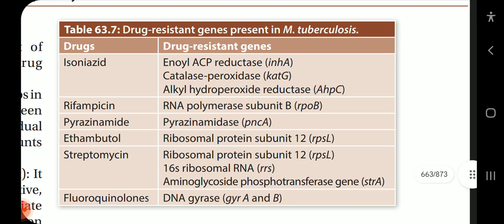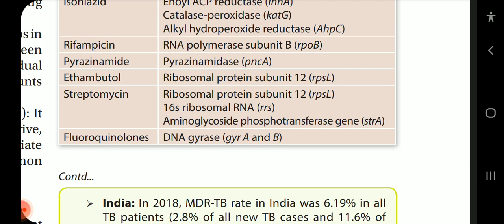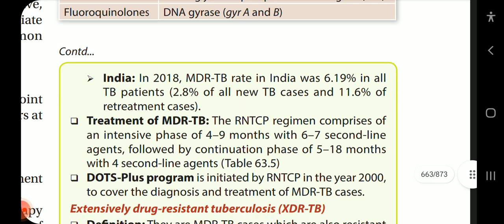The drug resistance genes present in M. tuberculosis: isoniazid resistance genes are inhA, katG, and alkyl hydroperoxide reductase ahpC. Rifampicin resistance is due to RNA polymerase subunit B. Pyrazinamide resistance is due to pyrazinamidase. Ethambutol resistance is due to embB. Streptomycin resistance is due to ribosomal protein subunit S12, 16S ribosomal RNA, and aminoglycoside phosphotransferase gene. Fluoroquinolone resistance is due to DNA gyrase, gyrA and gyrB.